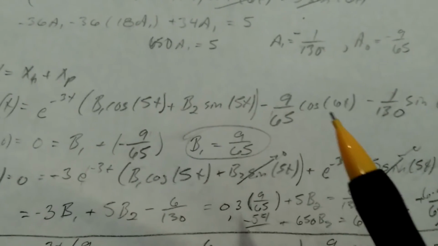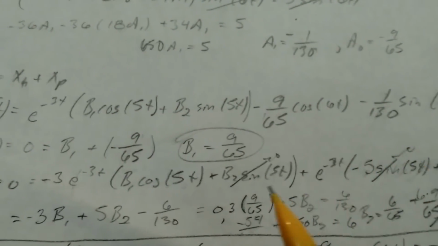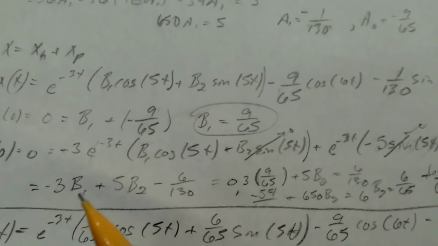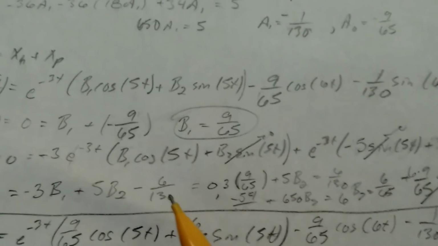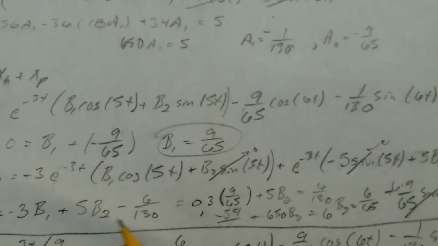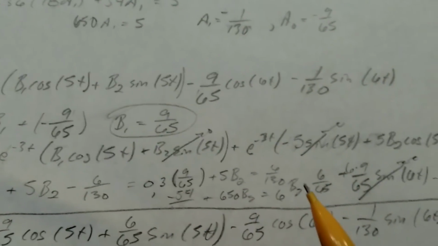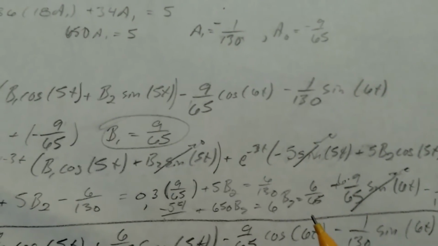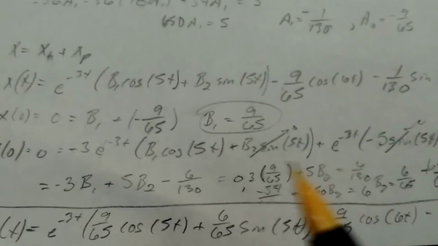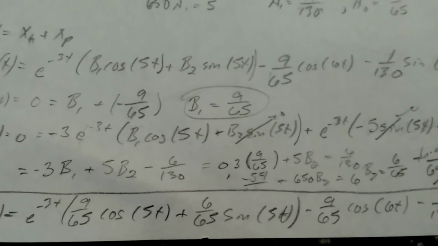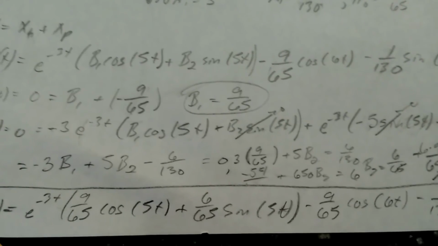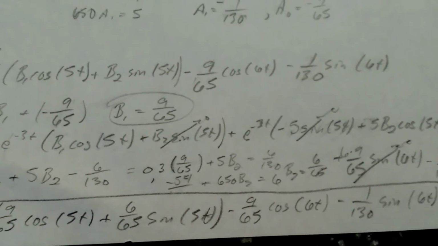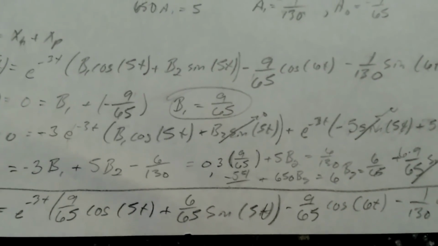Taking the derivative of our time varying equation, we get this expression, which then simplifies to negative 3b1 plus 5b2 minus 6/130, which then after a little bit of algebra, you can find b2 is 6/65. And then just simply substituting these back into the equation to get our full expression of our time, we get this lengthy time equation.